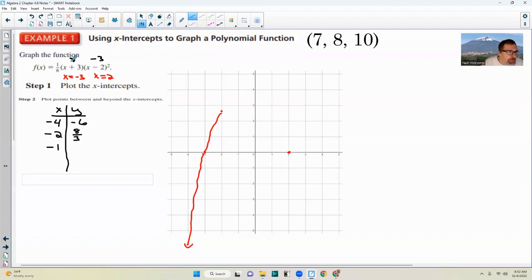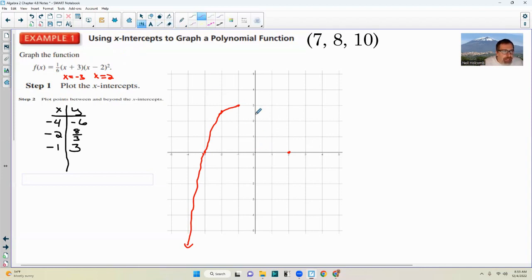-1 plus 3 is a +2. -3 squared is 9. 9 times 2 is 18. 18 divided by 6 is 3. Hopefully you're following this mental math. And so -1 up 3 is right here. So this did continue up through this point and is turning and going towards this point. So now we're here. All right, so we're making progress.